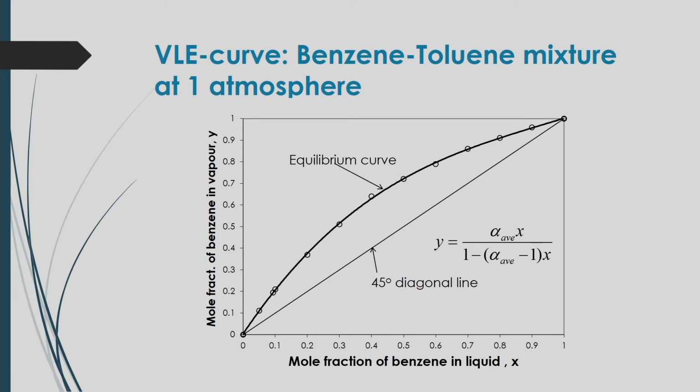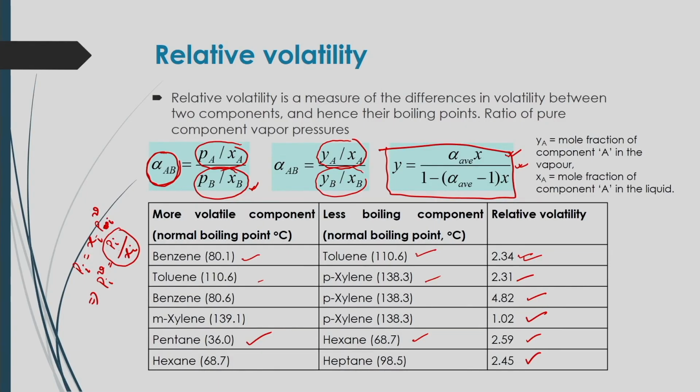Now, a vapor-liquid equilibrium curve can also be made based on relative volatility and the composition of the mixture. As we said, from the relative volatility relationship we can form the equation y equals alpha AB times x divided by 1 plus alpha AB minus 1 times x. Here alpha AB is the average volatility over the range of temperature, x is the mole fraction in the liquid phase and y is the mole fraction in the vapor phase.